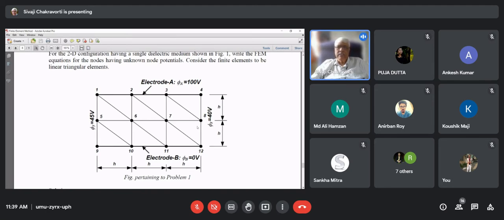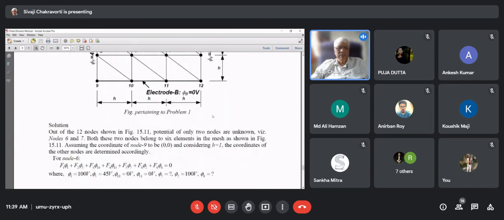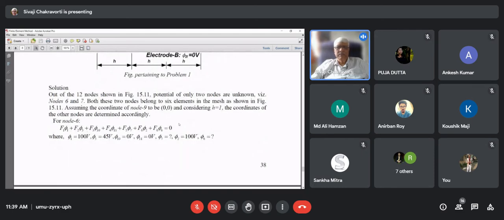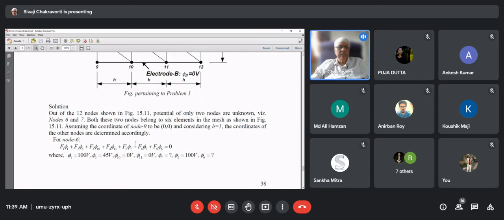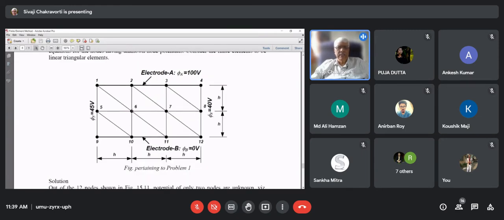And just to make the computation simpler, I have to have a boundary. So on the right side, node 8 I have defined as 40 volts, and the other node on the right side as 45 volts. Then the distances are h, etc. So we have given that. Now how can I write the equation? It is very simple. I write the same equation, that is 15.17, which I have explained before. Now if we look at F1, here is the equation for node 6. Where is node 6? Here, node 6.